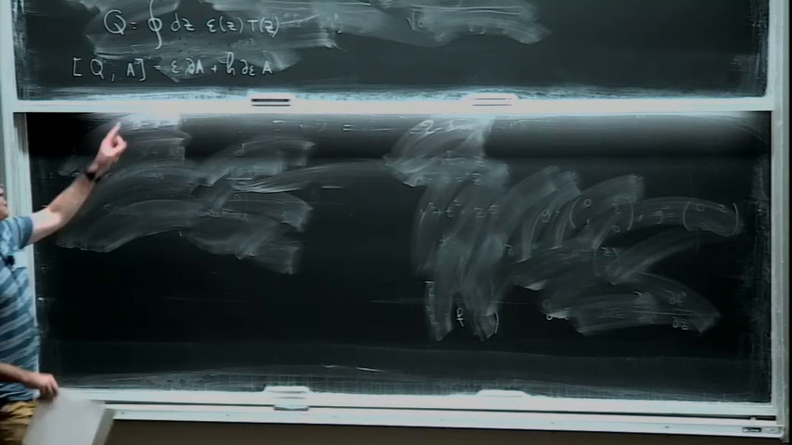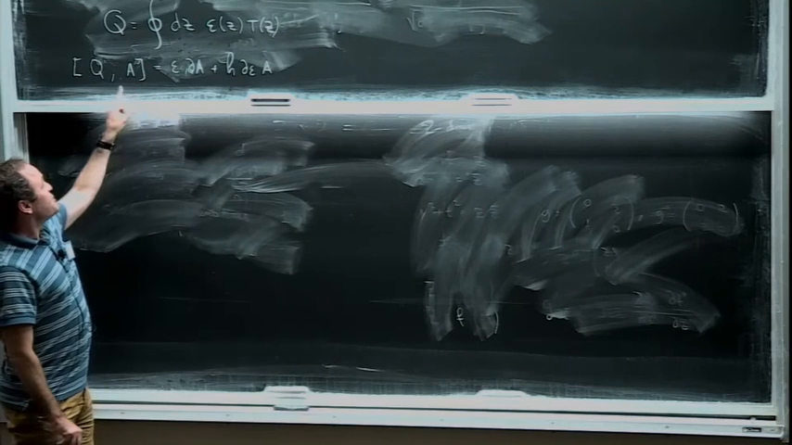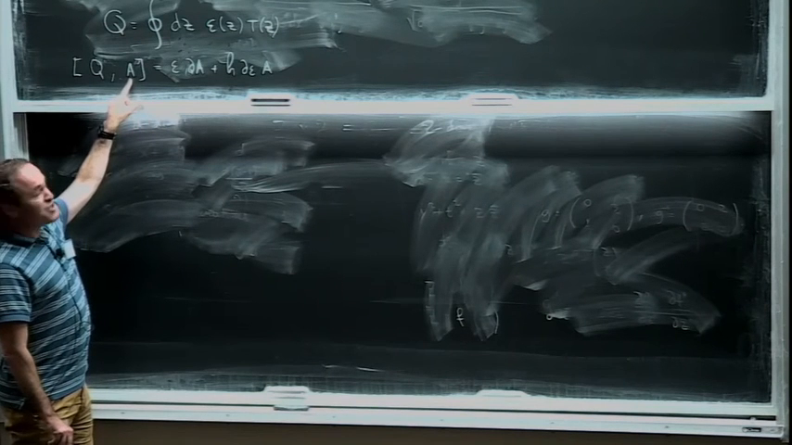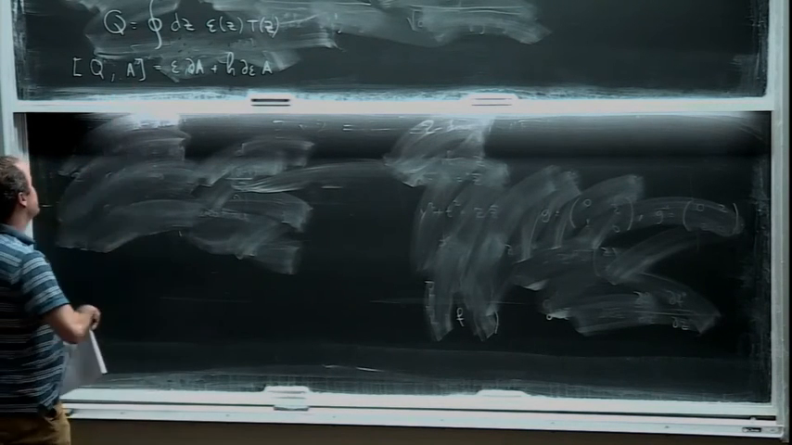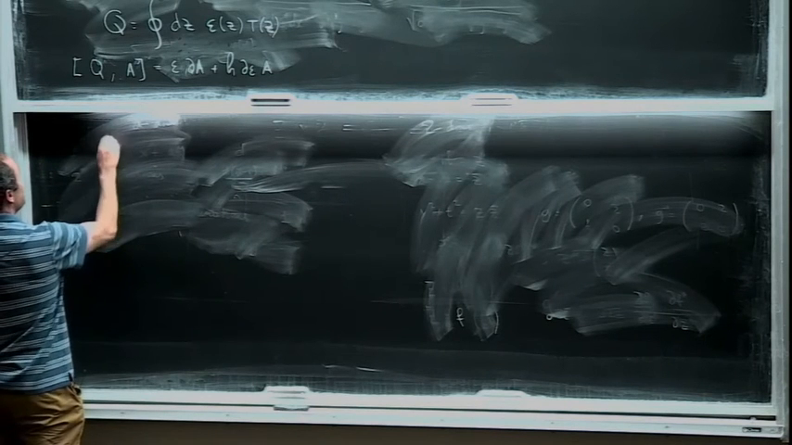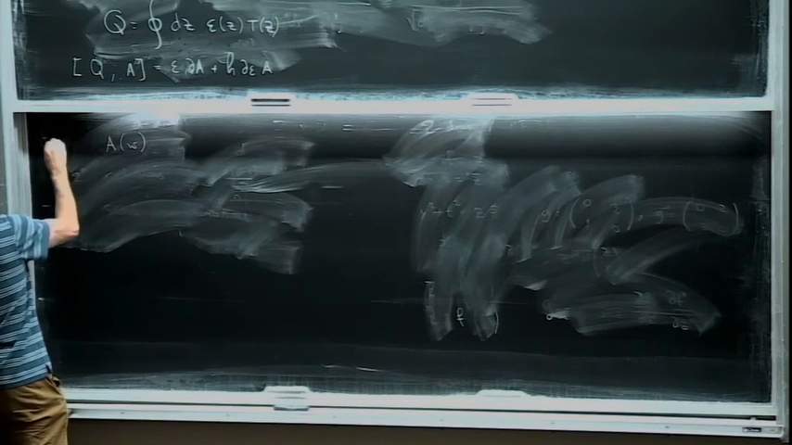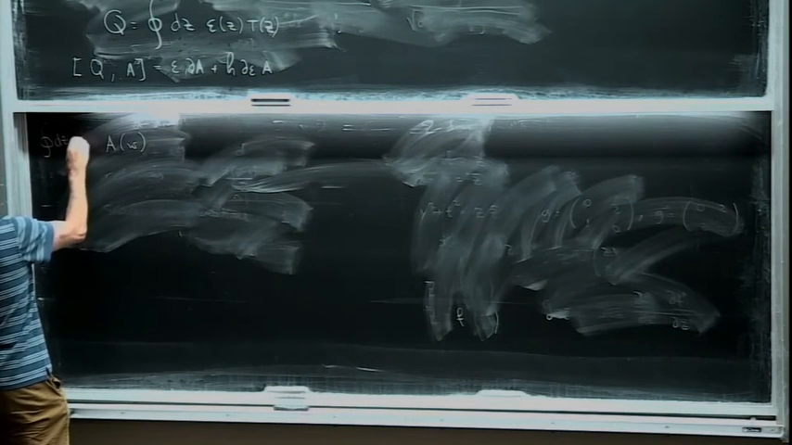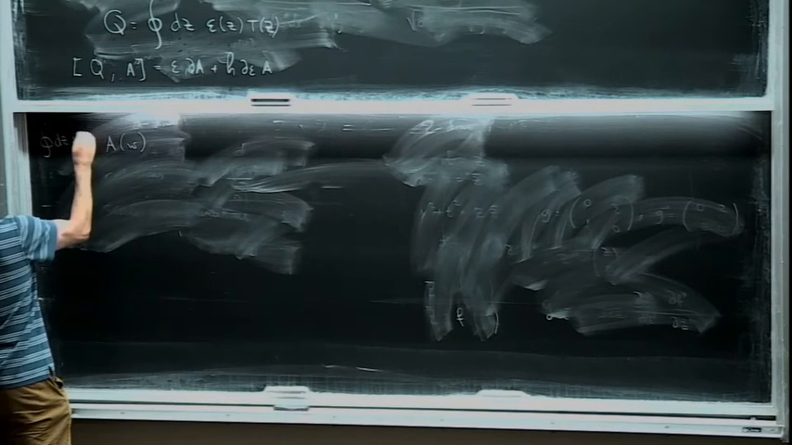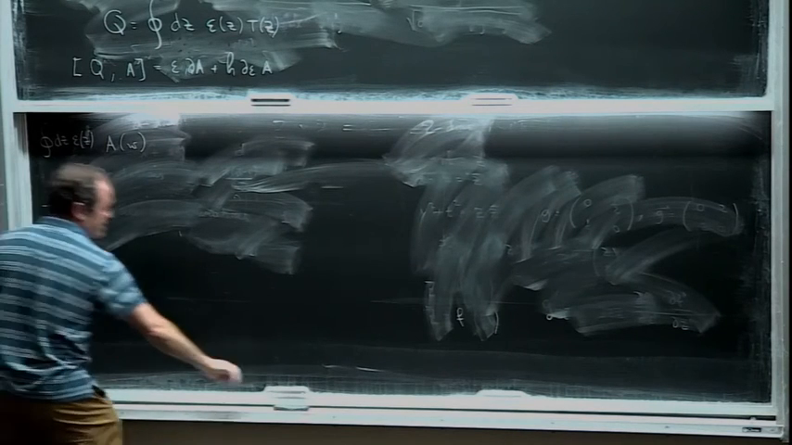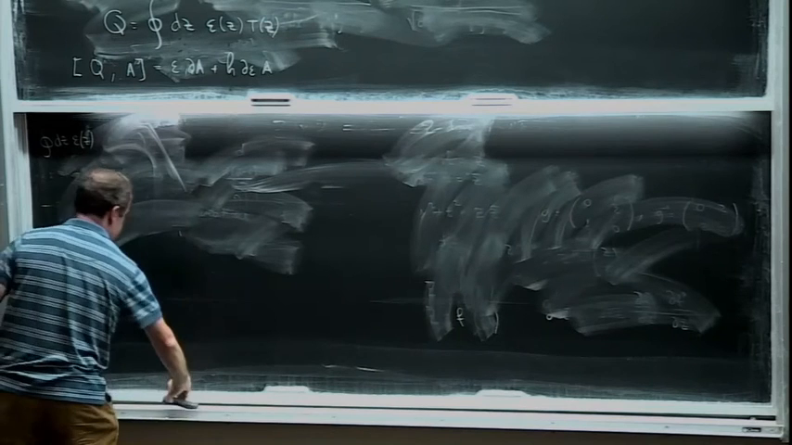Let's think about what it means to compute a commutator of Q with A. It had better be an equal time commutator, which means Q and A live at the same time. That means the radius of the circle over which I'm integrating this has to be equal to the radius at which the field A is located. So to compute this commutator, I take A at a point w, and I act on it by Q, integrating over epsilon of z, T of z. Let's write it here.